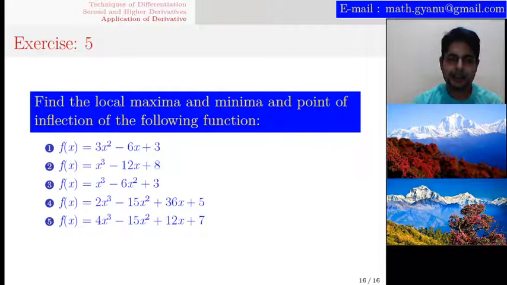Okay, in this exercise you see 5 questions. I hope you will be able to solve all of these questions and you will improve your problem solving skill.